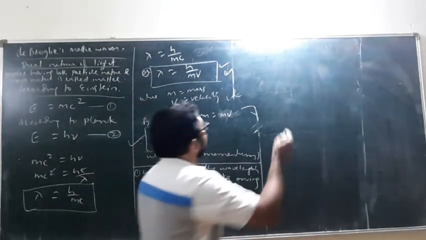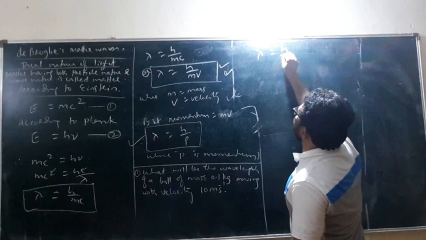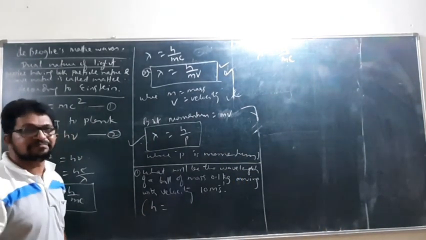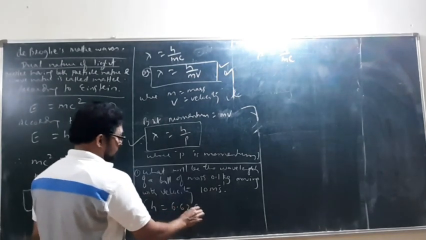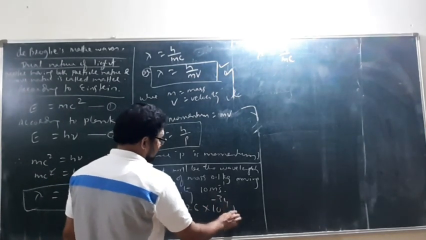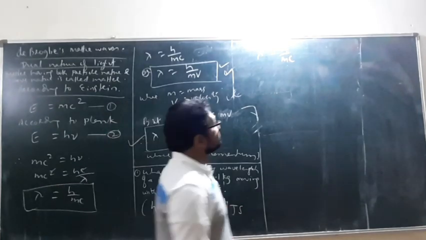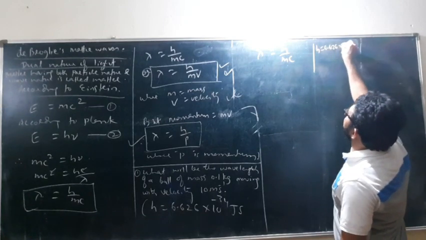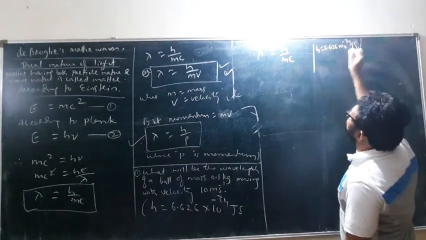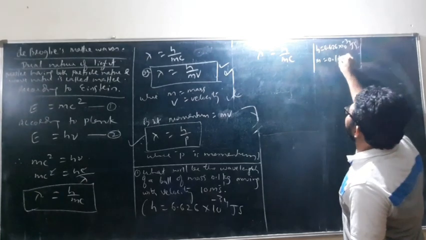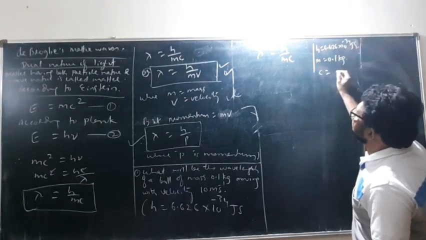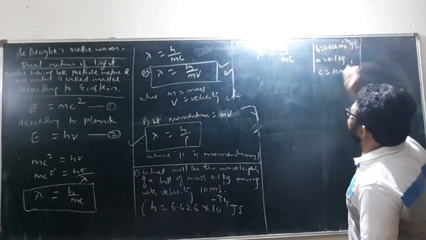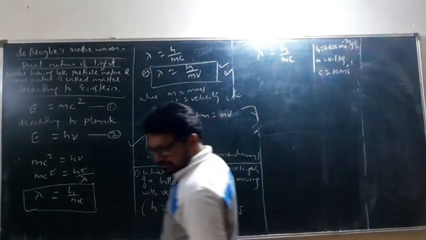Yes or no? So lambda is equal to h upon mc. Planck's constant is given, h equal to 6.626 into 10 raised to minus 34 joules into second. So write the things given: h equal to 6.626 into 10 raised to minus 34 joules into second. Mass in SI unit is 0.1 kg. What is the velocity? Moving with velocity 10 meter per second, again in the SI unit.